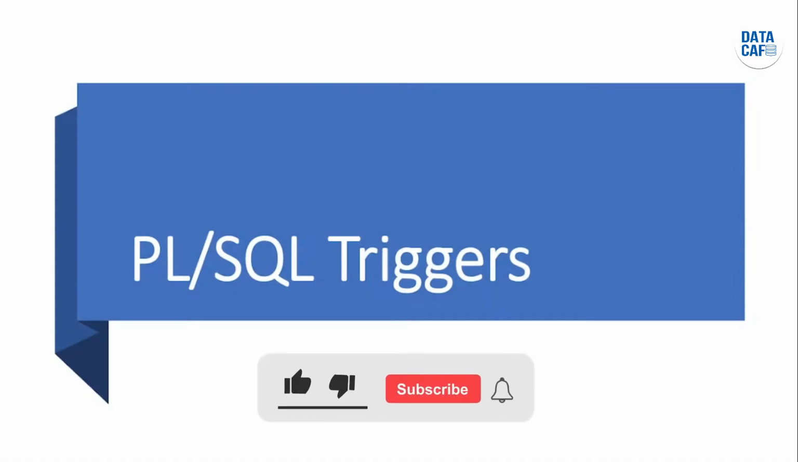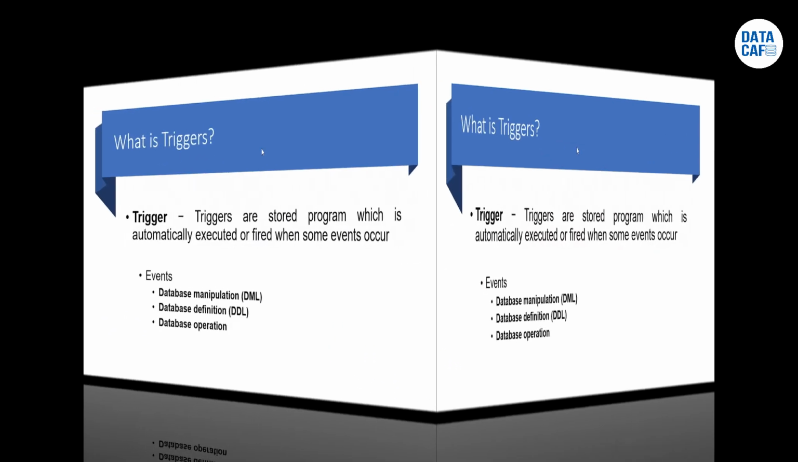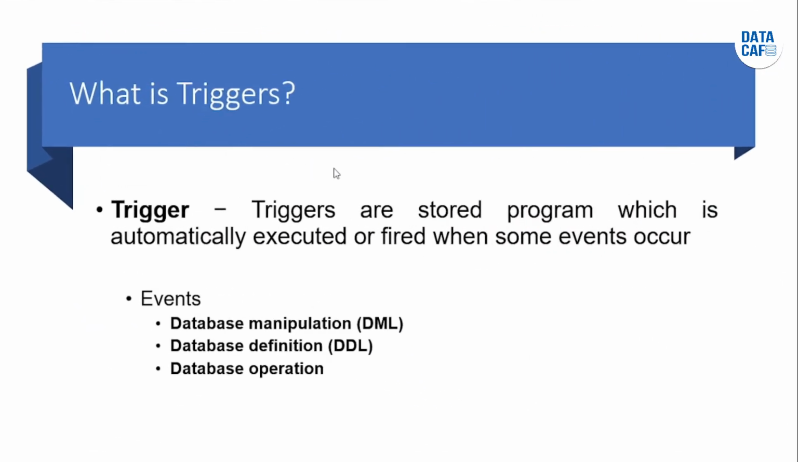Hello learners. In this video, I'm going to discuss triggers in the PLSQL program. First of all, we will see what triggers are. Triggers are stored programs which are automatically executed or fired when some event occurs. Basically, it's a stored program. If something happens to the PLSQL object, then it will automatically trigger.